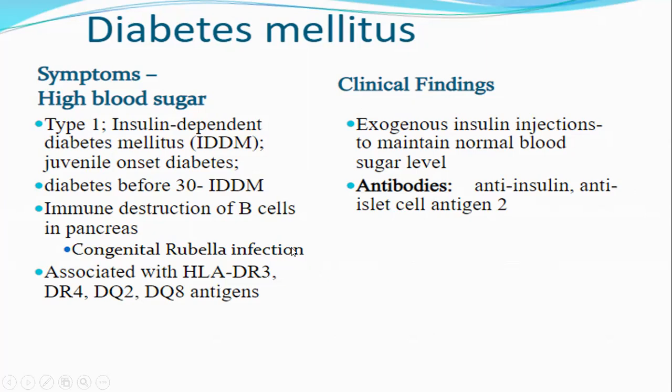So clinical findings include presence of autoantibodies such as anti-insulin, anti-islet cell antigen. And since there is defective insulin production, what's likely to happen is that you need to maintain an insulin injection.